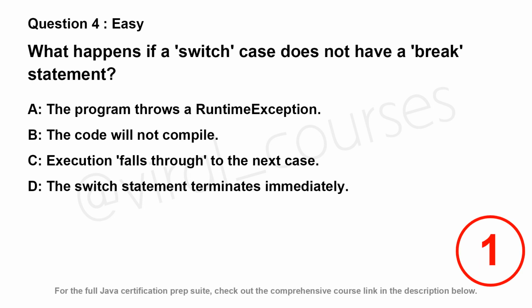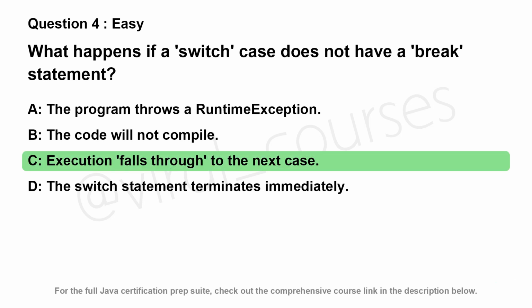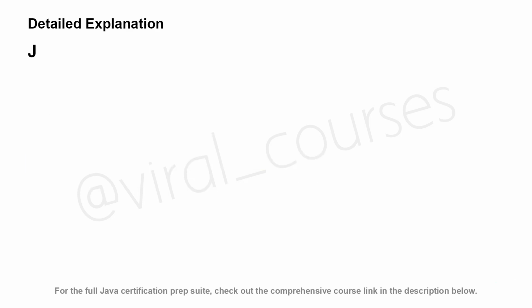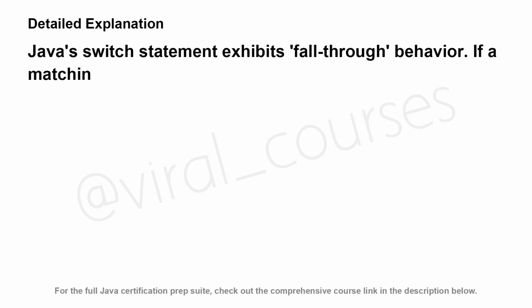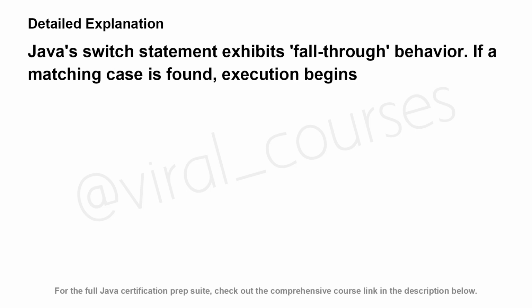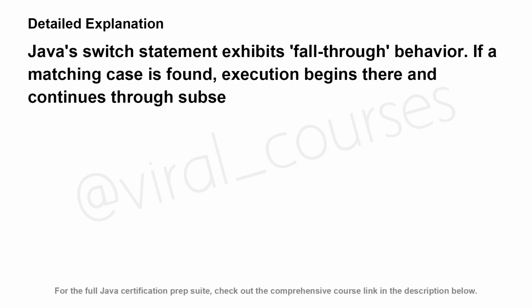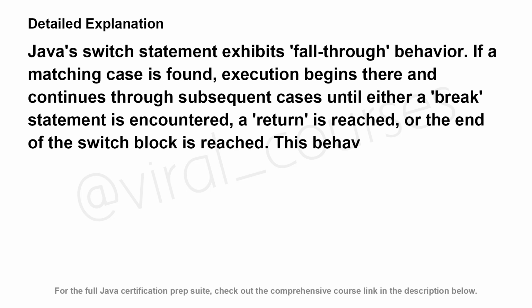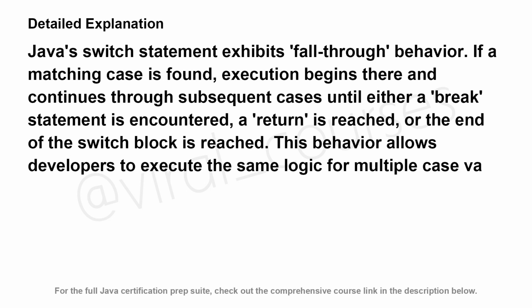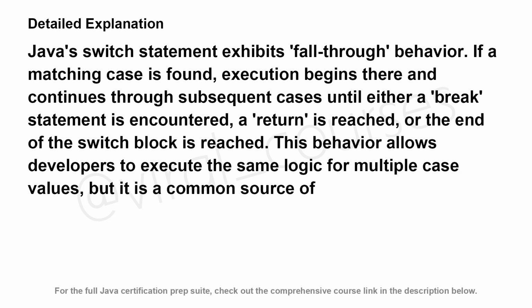The correct answer is C. Java's switch statement exhibits fall-through behavior. If a matching case is found, execution begins there and continues through subsequent cases until either a break statement is encountered, a return is reached, or the end of the switch block is reached. This behavior allows developers to execute the same logic for multiple case values. But it is a common source of bugs if the break is omitted unintentionally.